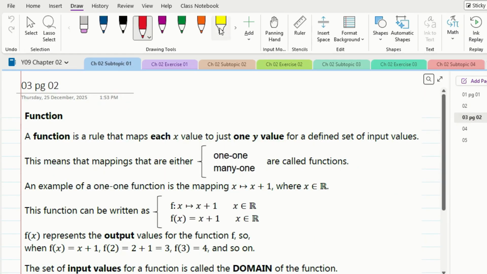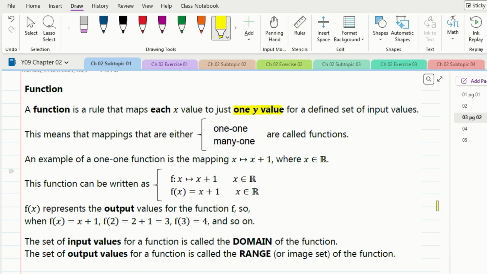So this is the definition of a function. Strictly speaking, it is a rule that maps each x value. It doesn't matter how many x values you have, either one x value to one y value, or two or more x values to just one y value. All right, so this is the explanation of the mappings, one to one or many to one. Those are the only ones that we can call a function.